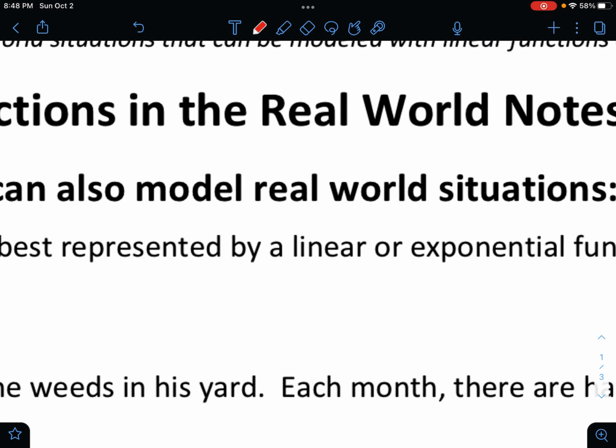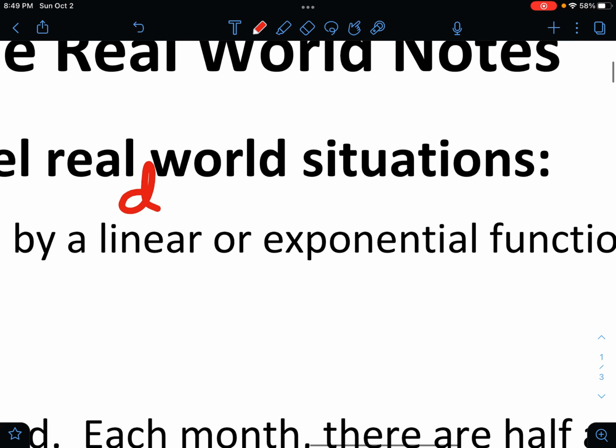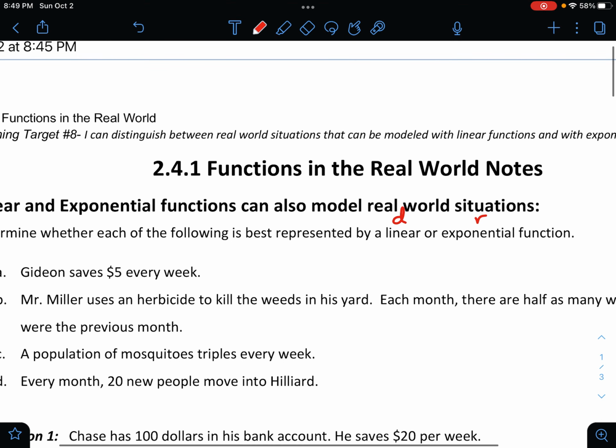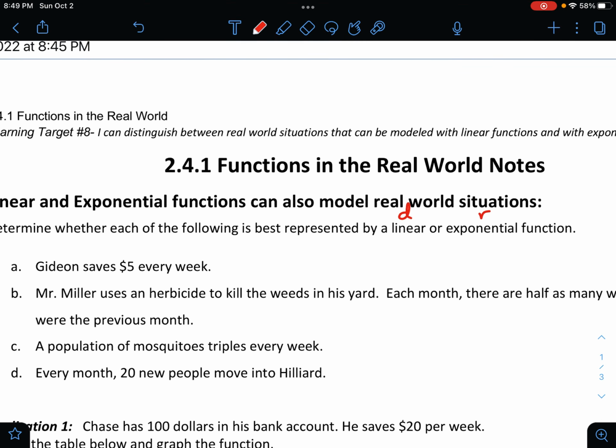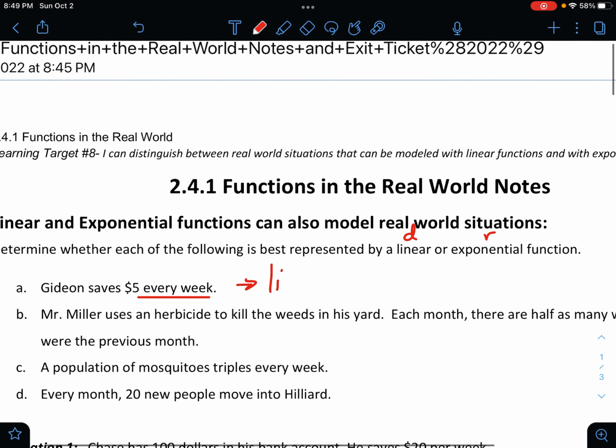Remember that linear is where it's got a common difference, which we denote with a d, or we have exponential functions, which have the common ratio, right? So linear is adding, subtracting; exponential is multiplying, dividing. So part one, question A, Gideon saves $5 every week. Is it multiplying by 5 every week, or is it adding? In this case, it's adding, so this would be linear.